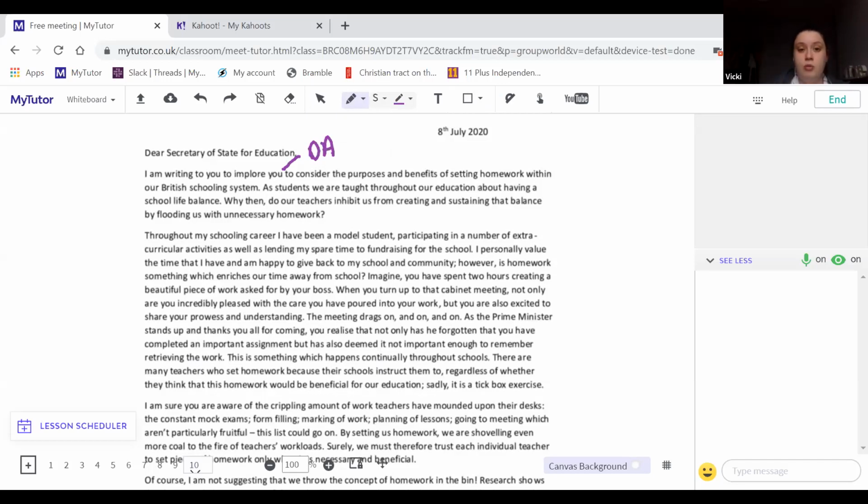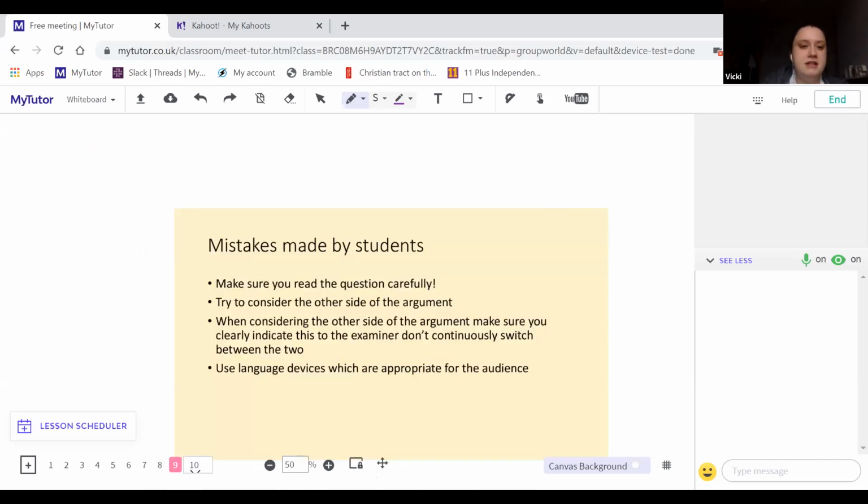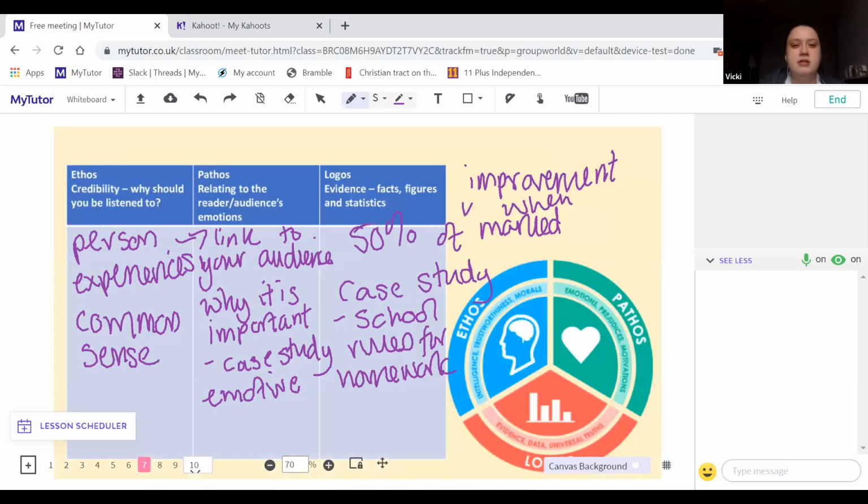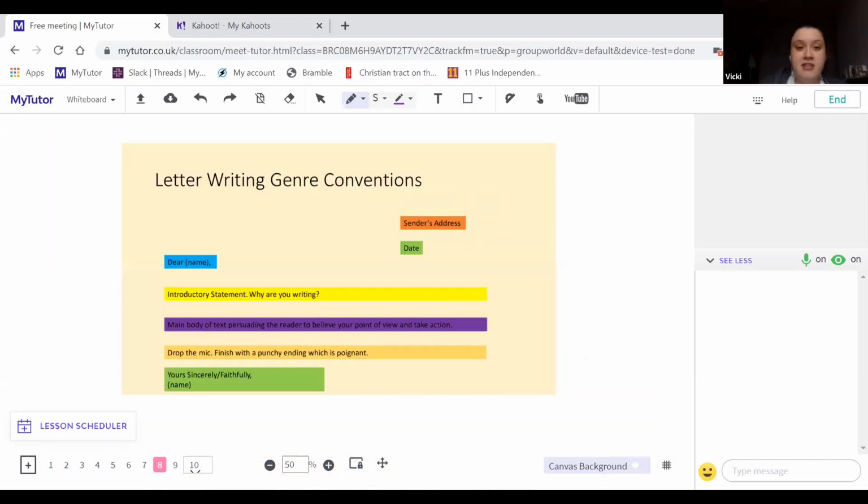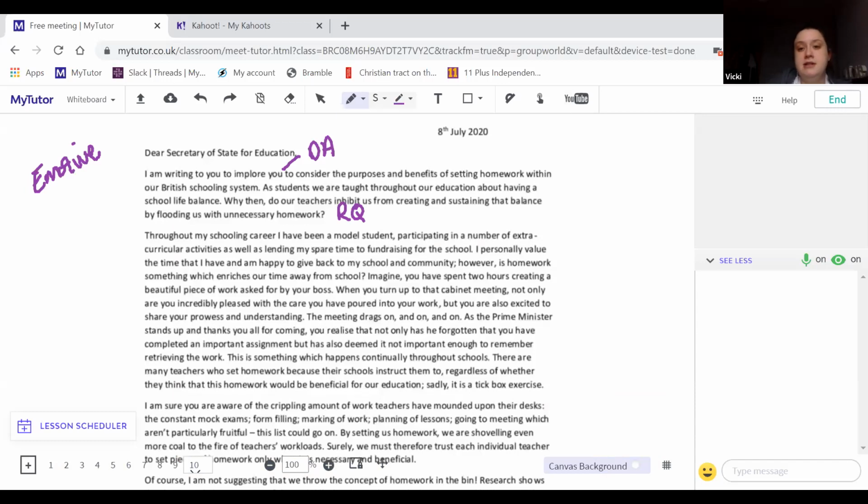"As students, we are taught throughout our education about having a school life balance. Why then do our teachers inhibit us from creating and sustaining that balance by flooding us with unnecessary homework?" So I've got my rhetorical question in there, and it's relatively emotive. Now, if we pop back to our pathos, ethos, logos, we could already say that this has an edge of credibility because I'm writing this as a student who has experienced these problems.